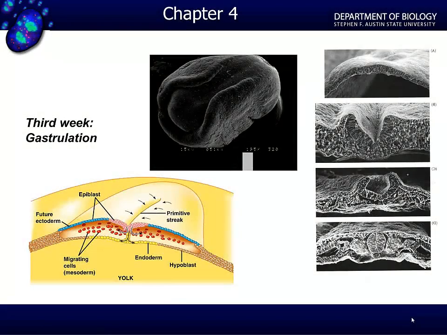We're beginning the third week of development, and we're going to go through the process in this podcast of gastrulation, forming the primary germ layers that we're going to lay down. That's going to make up our embryo. It's going to make up all of the structures that we know in the adult.